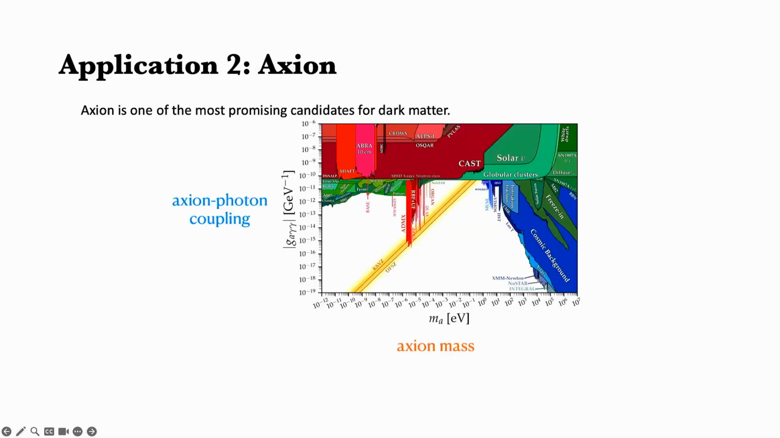So in this context, you will usually see this plot where the horizontal axis is the axion mass, and the vertical axis is the decay rate from a single axion to two photons.